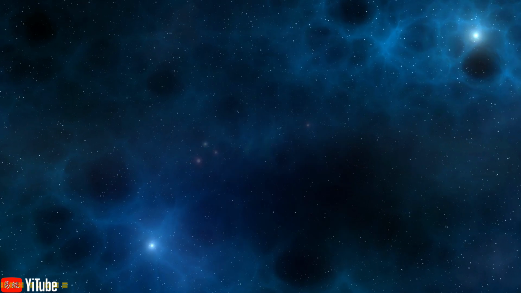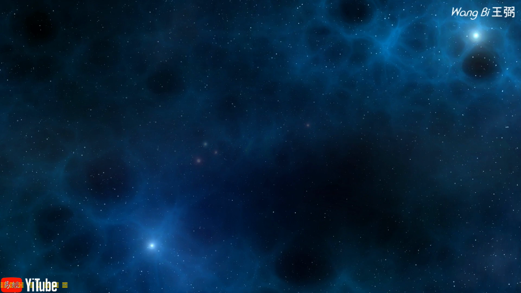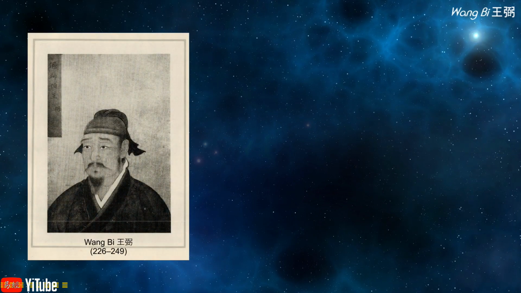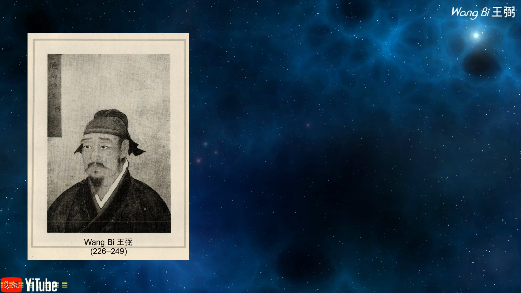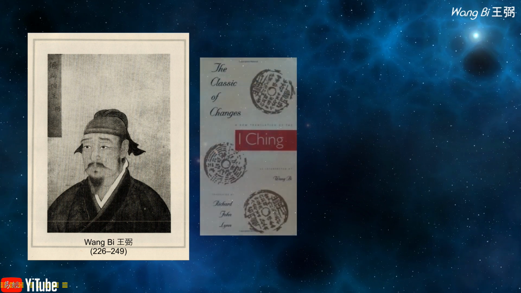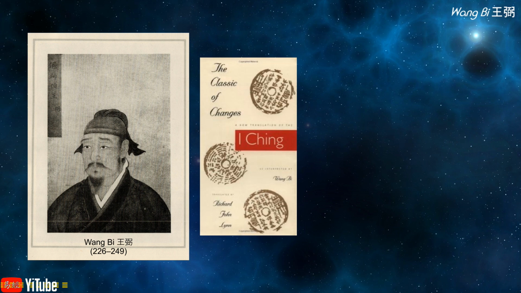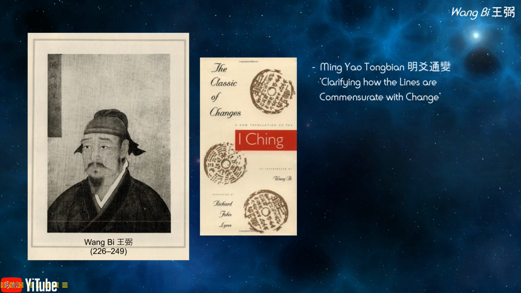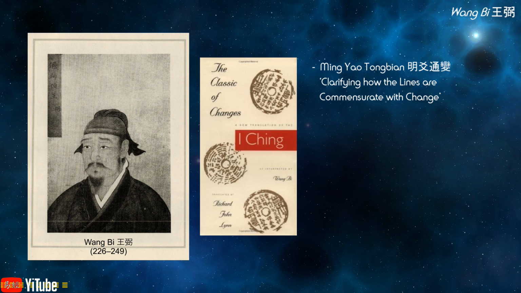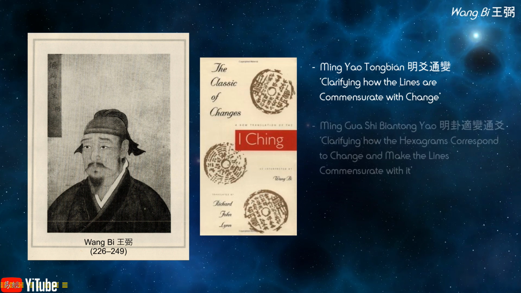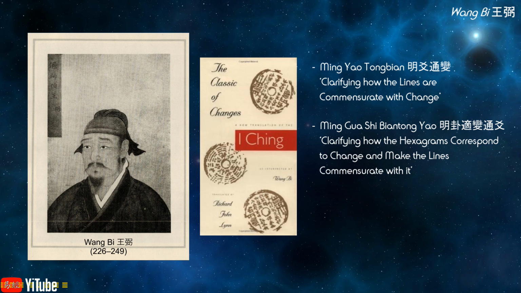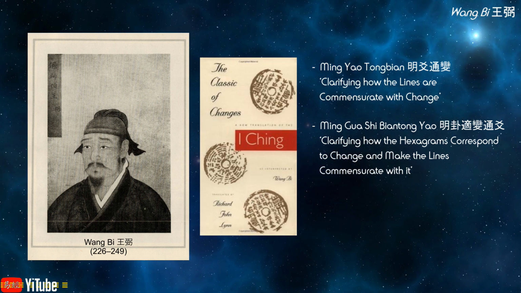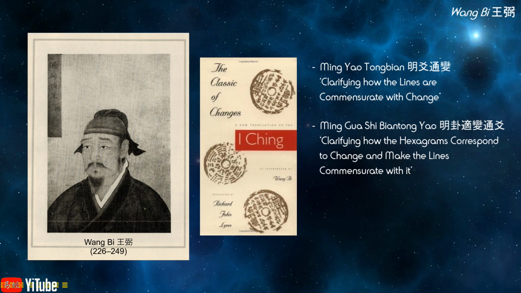Some of my well-read viewers might think, wait, Wang Bi, he wrote about changing lines, didn't he? And you probably read that in Richard Lind's translation of Wang Bi's commentary to the I Ching, which has chapters called Ming Yao Tong Bian, clarifying how the lines are commensurate with change, and Ming Gua Shi Bian Tong Yao, clarifying how the hexagrams correspond to change and make the lines commensurate with it, which is a really long translation of a 6-character title.